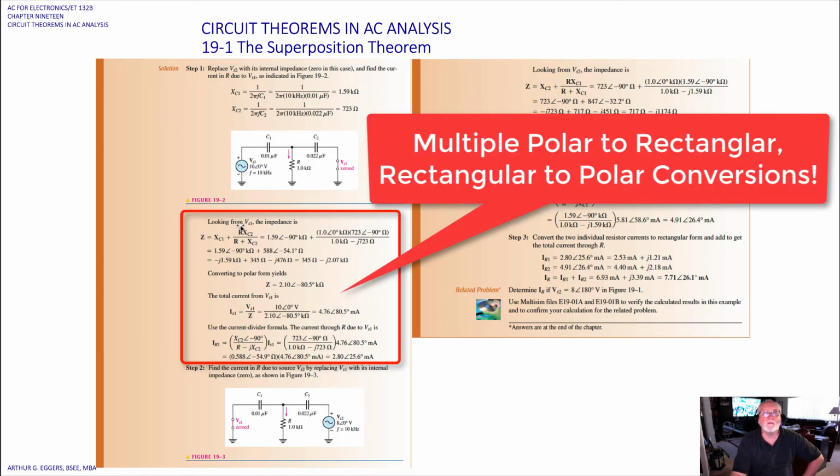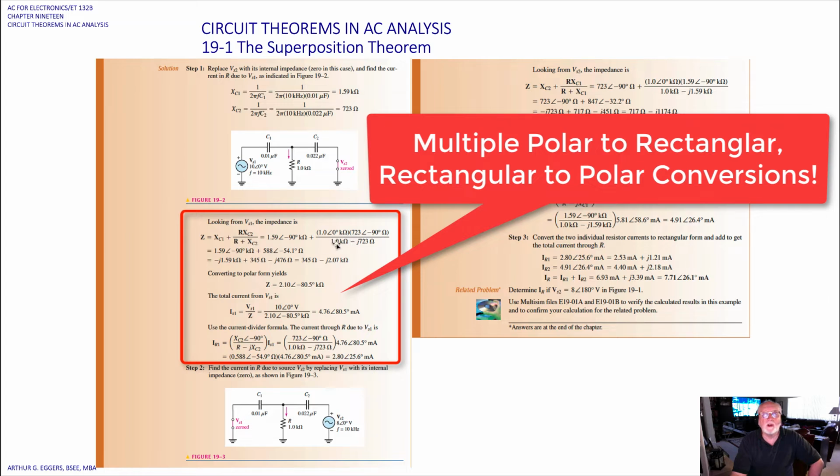Now looking from voltage source 1, the impedance is, so now we're going to sum our impedances. So we're going to do this by using again our product over the sum relationship. So the impedance then is X sub C1 plus the product over the sum of R and X sub C2 in this part of the branch, and we end up with 1.59 at an angle of minus 90 degrees added to the product over the sum. In this case, we've got polar and rectangular in the terms here.